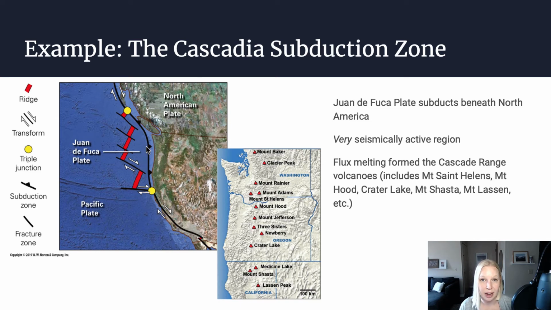There's also active flux melting taking place, and there are active volcanoes in the region because of this. So some of those active volcanoes are probably familiar to you, including Mount St. Helens and Crater Lake, Mount Rainier. And these go even as far south into California as Mount Shasta and Mount Lassen. Those are also considered Cascade Range volcanoes, and they are active, and they are the result of active subduction.